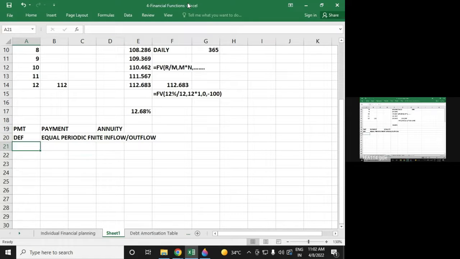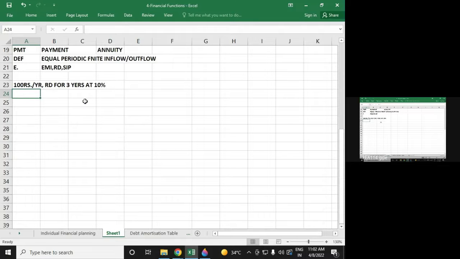Examples of PMT in practical life are EMI of a bank loan, recurring deposit, SIP of a mutual fund, all of them. Okay. Now let me explain. Say 100 rupees per year का हम RD खोल रहे हैं for 3 years at 10% rate. So account balance कितना होगा? Okay, that's the problem statement.